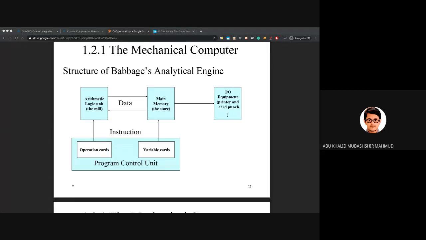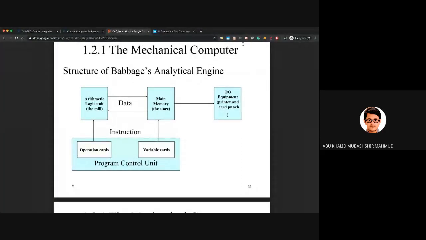Now this is the structure for Babbage's analytical engine. It had a program control unit, PCU, which stored operations and variables, and the memory was called the store, and the arithmetic logic unit, which performed the arithmetic operations, otherwise called the mill, and it also had input output equipment, printer and card punch.